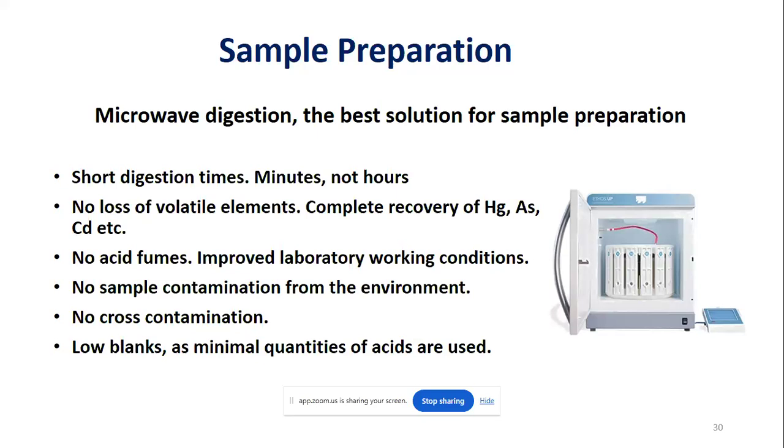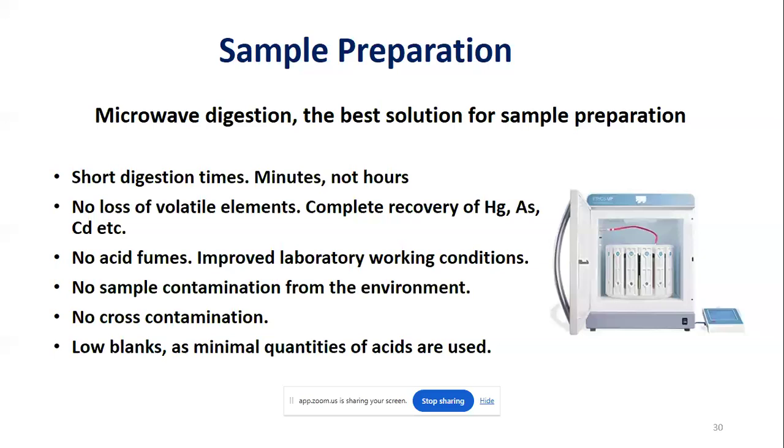like the filtered sample. Why do we add ultra pure nitric acid? Because we want to reduce the pH of the water sample immediately, to below or around 2 to 3 pH, right? For that we use the ultra pure nitric acid. Why ultra pure nitric acid?